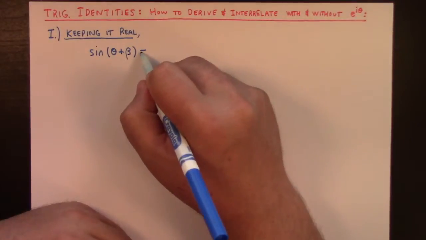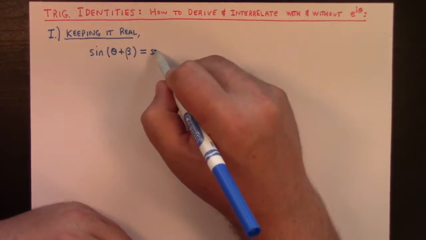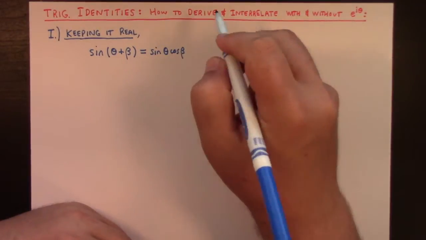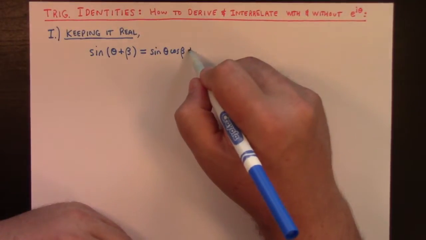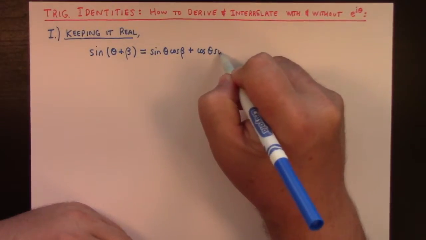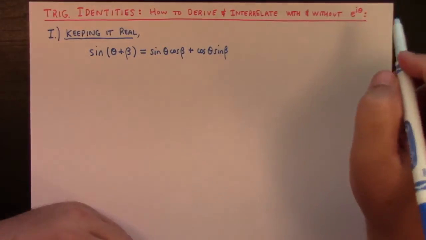If you want me to show you how to do that, just ask me sometime. Glad to show you. Sine of theta plus beta equals sine theta cosine beta plus cosine theta sine beta. This is the adding angles formula for sine.